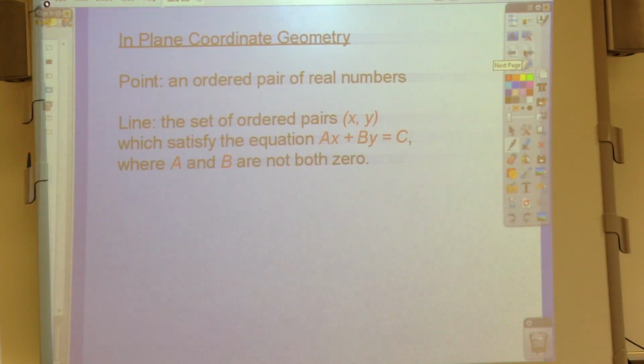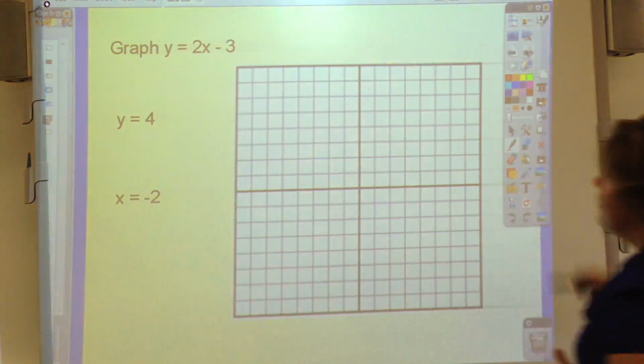In plane coordinate geometry, a point is an ordered pair of real numbers. It has both an x value and a y value. A line is a set of ordered pairs which satisfies this standard equation of ax plus by equals c, where a and b are not both 0. One or the other could be 0.